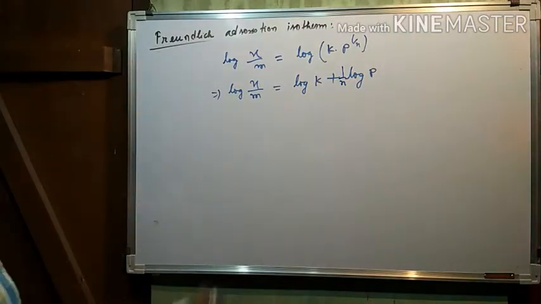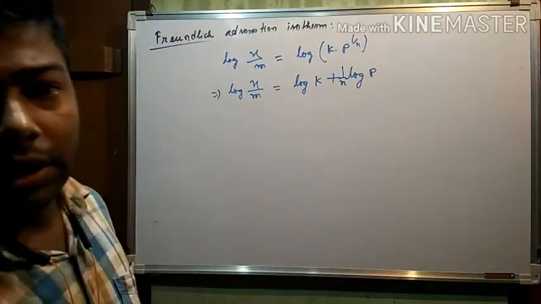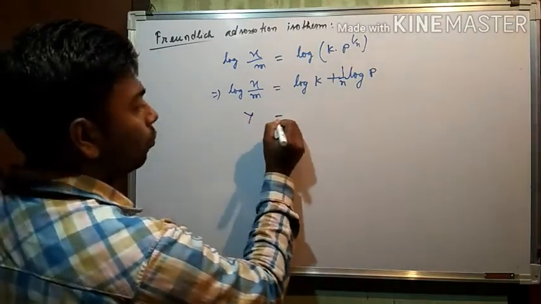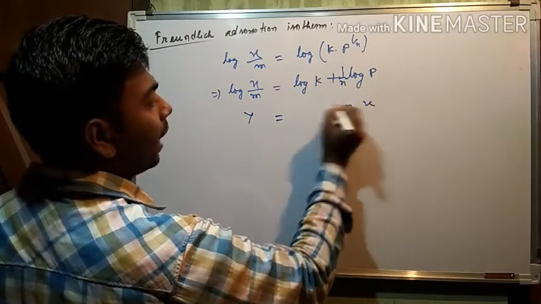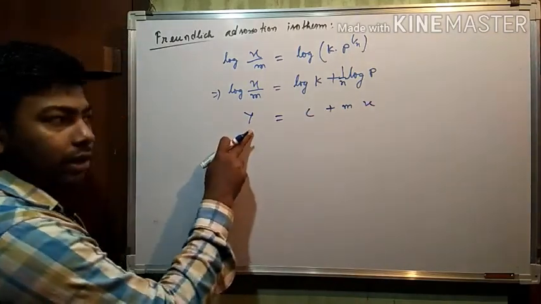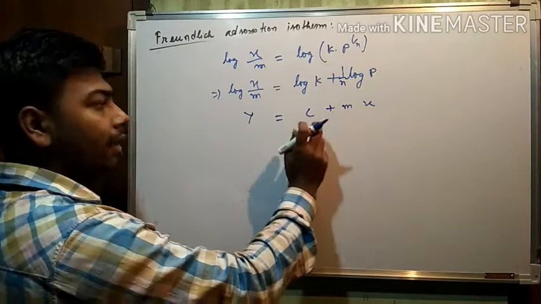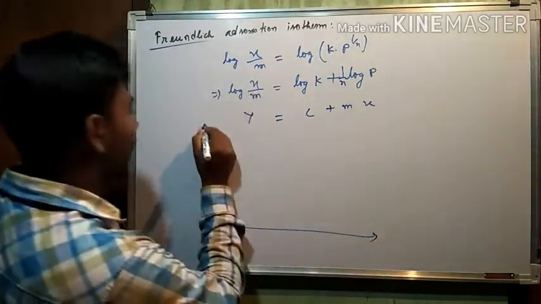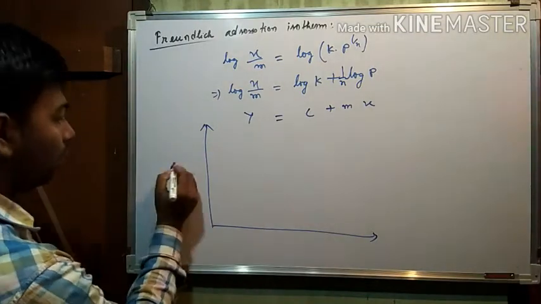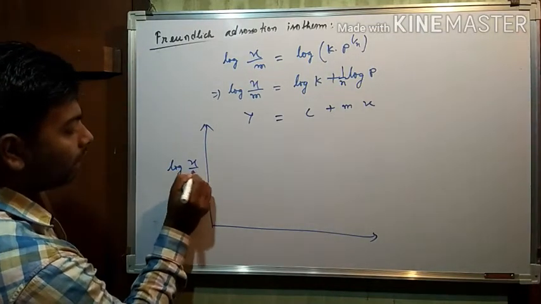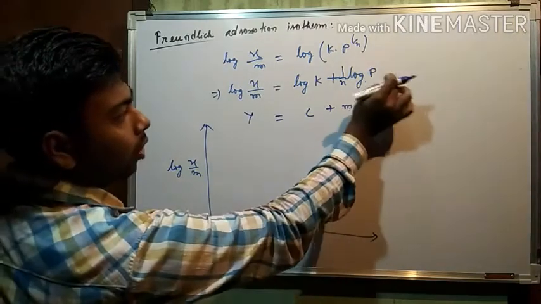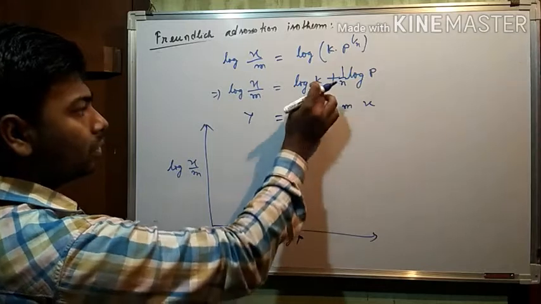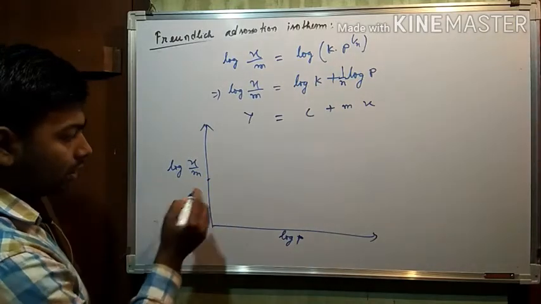Now if you assume this is the equation of a straight line, then we get y equal to m x plus c, where this one is the y-axis, this one is the x-axis, m is the slope, and c is the intercept. Now, if you want to draw the graph from the above equation, we can. Here y is log of x by m, x is log of p. C is the intercept, that means log k. Suppose we are taking the intercept this much.